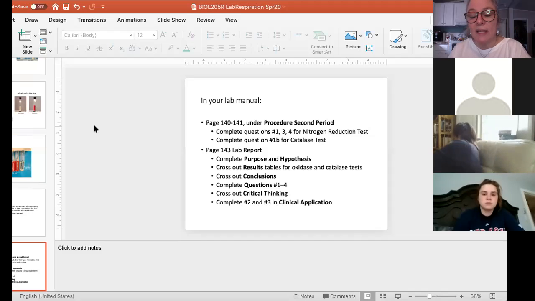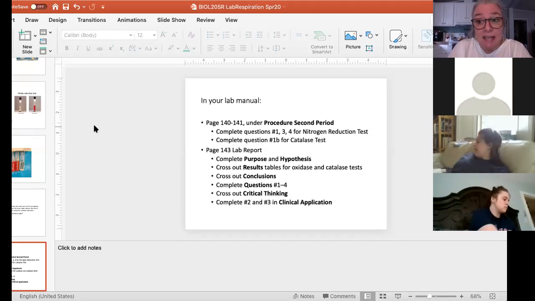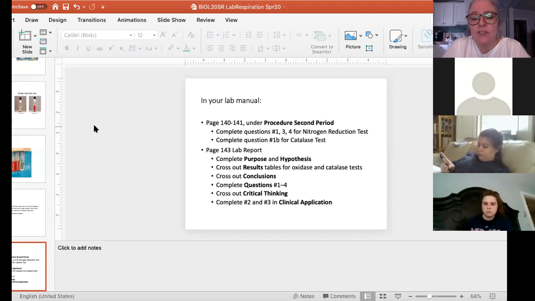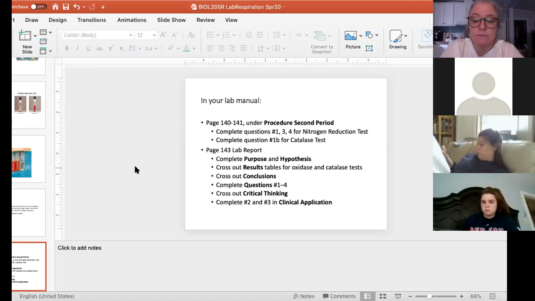I want to just go through what I'd like you to complete in your lab notebook for this material. Just like we did last time with the protein catabolism lab, there are no results for you to record today. So for this respiration exercise, you can actually just cross out the two tables that ask for results. On page 143, there's a results table for the oxidase and a results table for the catalase tests. You can just cross those out. It's more important that you understand these tests, what they're testing for, and how we interpret them.